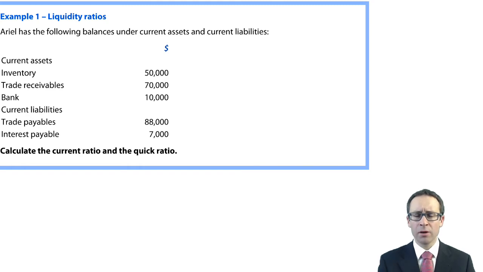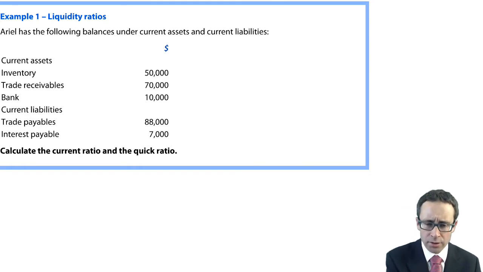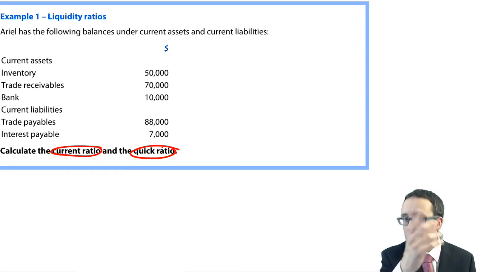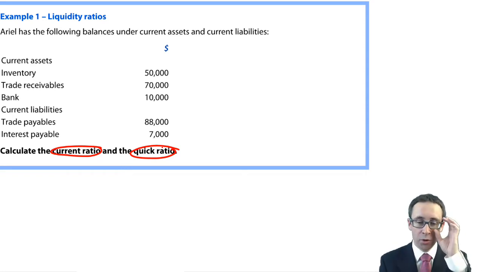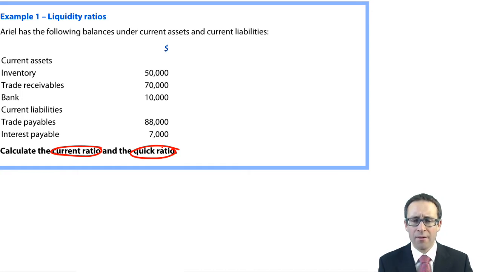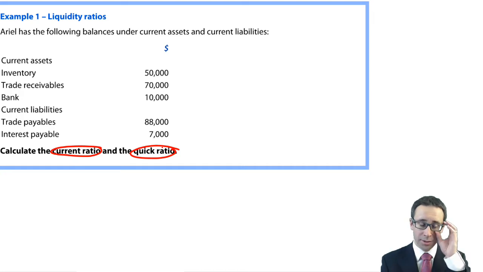So the first example that we're going to look at is focusing on the liquidity ratios, which means looking at your current ratio and quick ratio. Current ratio, yep, current assets over current liabilities. Quick ratio, current assets less inventory, isn't it? So removing the inventory to work out your quick ratio, giving you a more accurate reflection, if you like, of your liquidity. So you've just got some extracts from Ariel's statement of financial position.